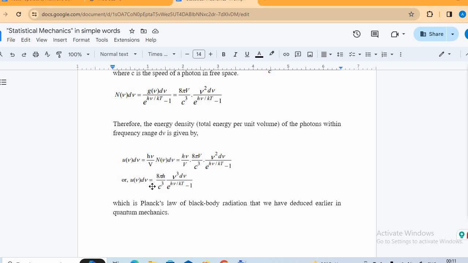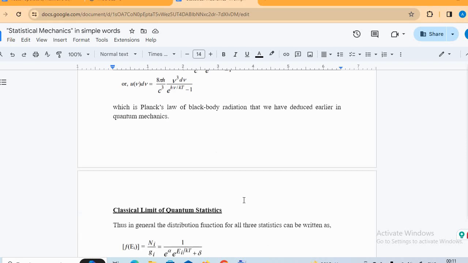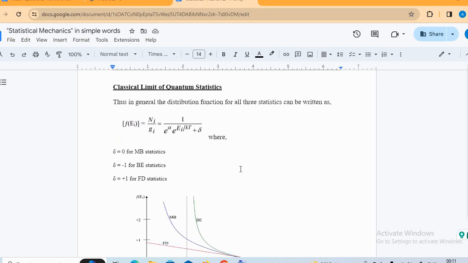These are the simple systems we have taken to explain the properties of bulk material by using statistical mechanics. Now, one important part is left, which is the concept of the classical limit of the quantum statistics. So we have one classical statistics and two quantum statistics. Maxwell-Boltzmann is the classical statistics, whereas Bose-Einstein and Fermi-Dirac are quantum statistics. But their distributions are almost similar. This is given by this particular relation. Here delta is 0 for Maxwell-Boltzmann, delta is minus 1 for Bose-Einstein statistics, and delta is plus 1 for Fermi-Dirac statistics.